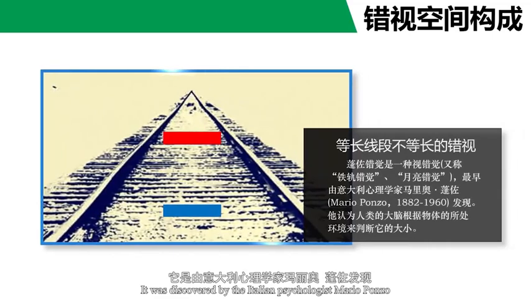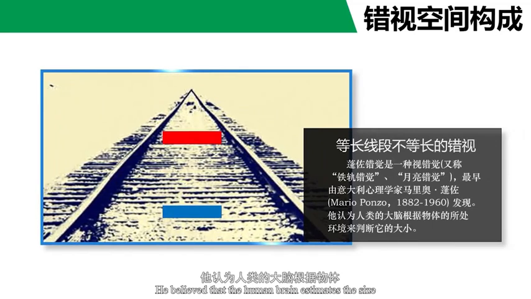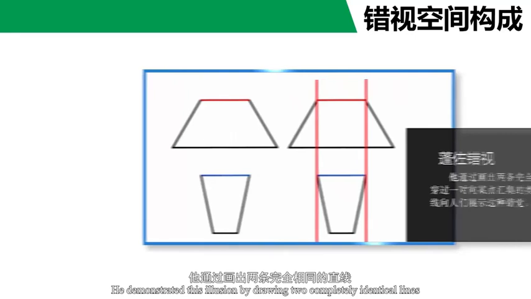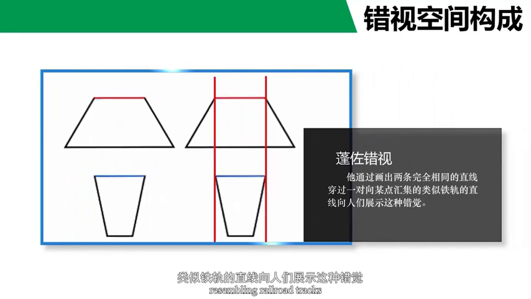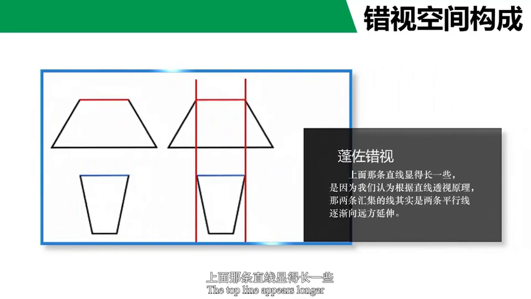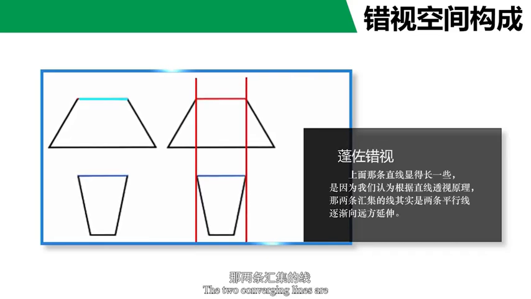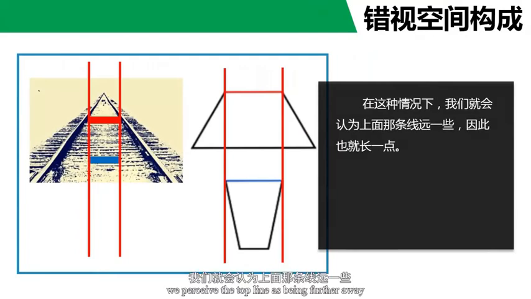It was discovered by the Italian psychologist Mario Ponzo. He believed that the human brain estimates the size of an object based on its surrounding environment. He demonstrated this illusion by drawing two completely identical lines crossing a pair of converging lines resembling railroad tracks. The top line appears longer due to the principle of linear perspective. The two converging lines are actually two parallel lines extending infinitely. In this situation, we perceive the top line as being further away, hence appearing longer.